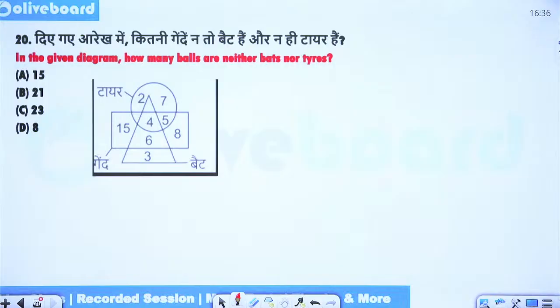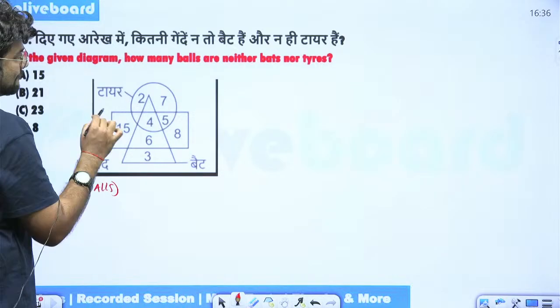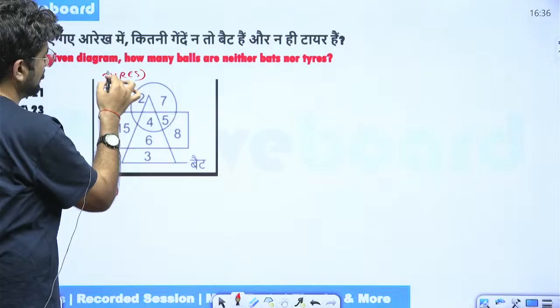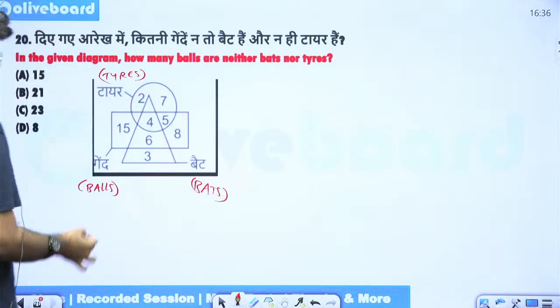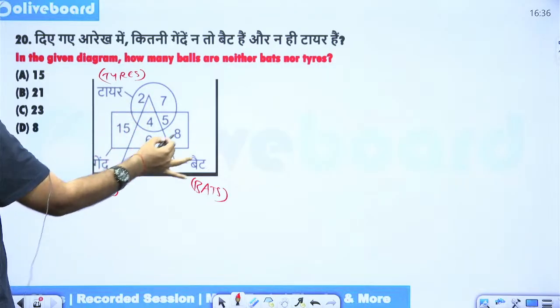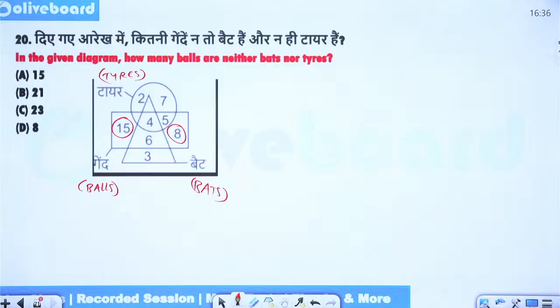In the given diagram, how many balls are neither bats nor tires? How many balls? These are balls. These are tires. These are bats. How many balls are neither bats nor tires? So we're looking for the ones in the rectangles which are neither the part of a triangle nor the part of the circle. So we'll be left with 15 plus 8, 23. Option C is the correct answer.